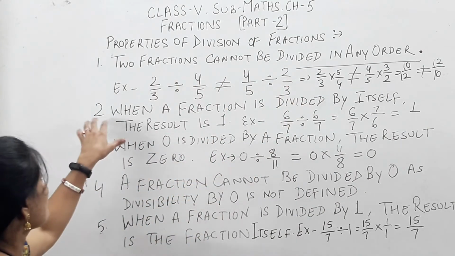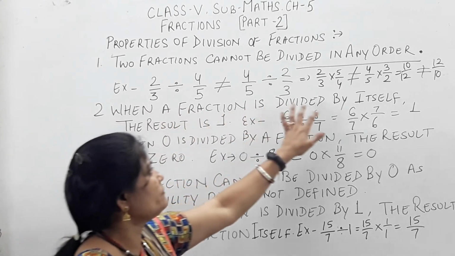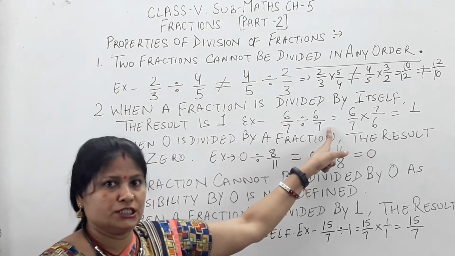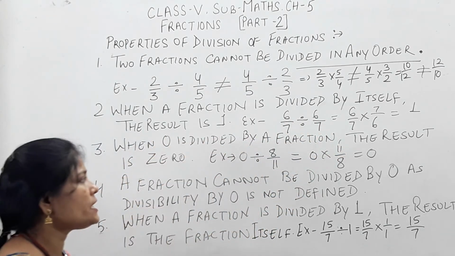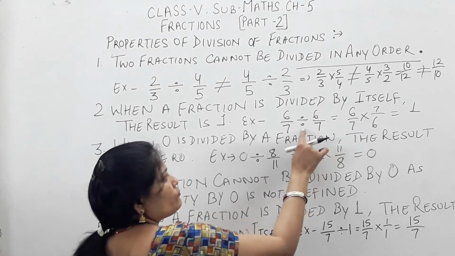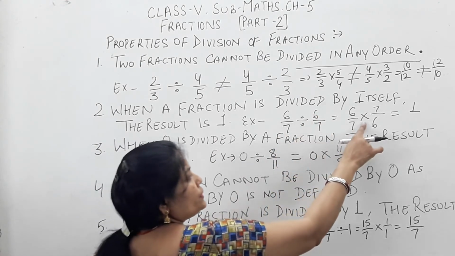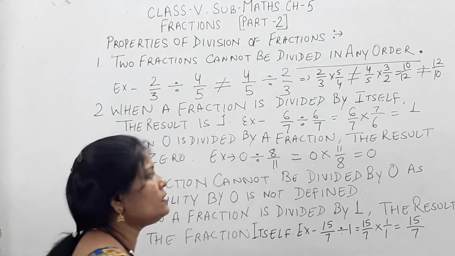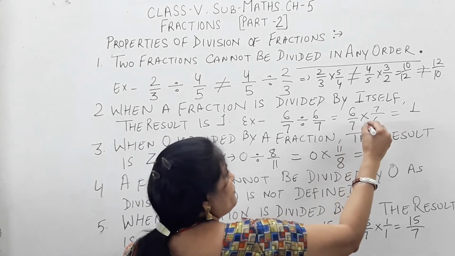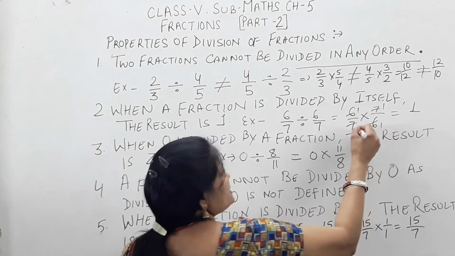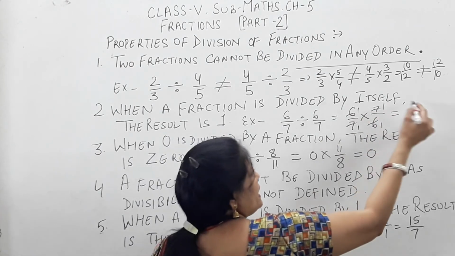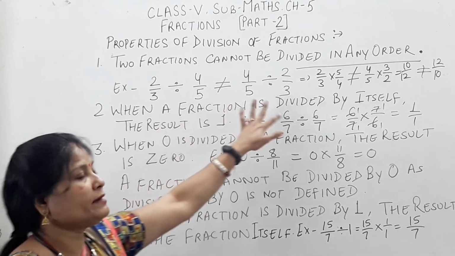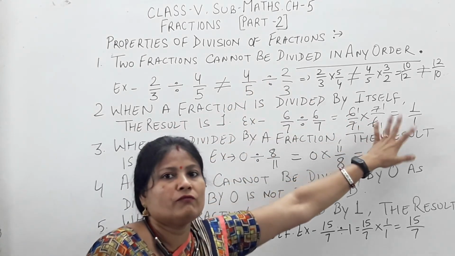Now the next point: when a fraction is divided by itself, the result will be 1. Take 6 by 7 divided by 6 by 7. Division is converted into multiplication, and the right side fraction is converted into its reciprocal. Then numerator and denominator can be reduced: 7 1s are 7, 6 1s are 6. After that I get 1 by 1. So if any fraction is divided by itself, the result is 1.